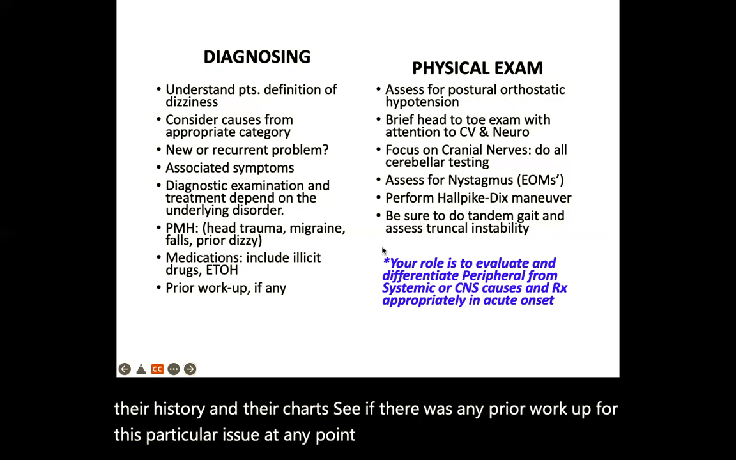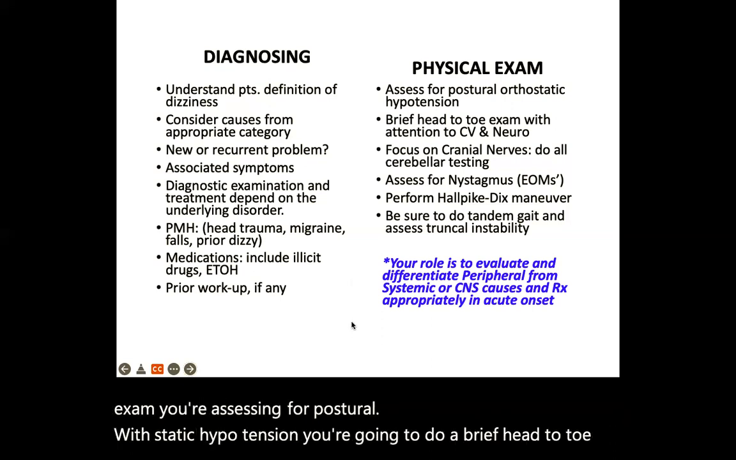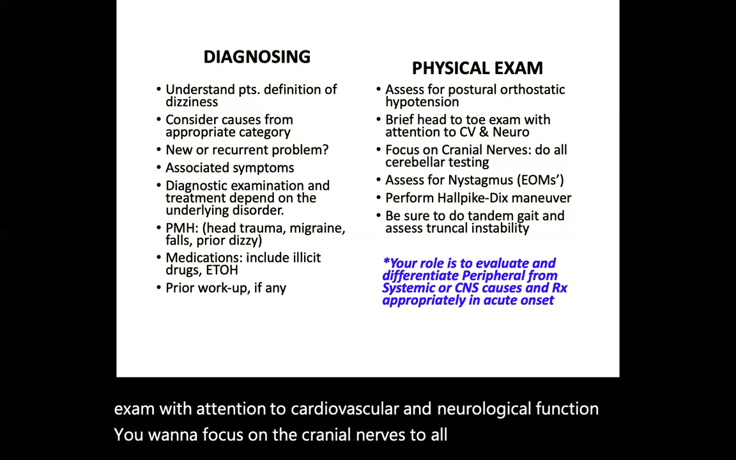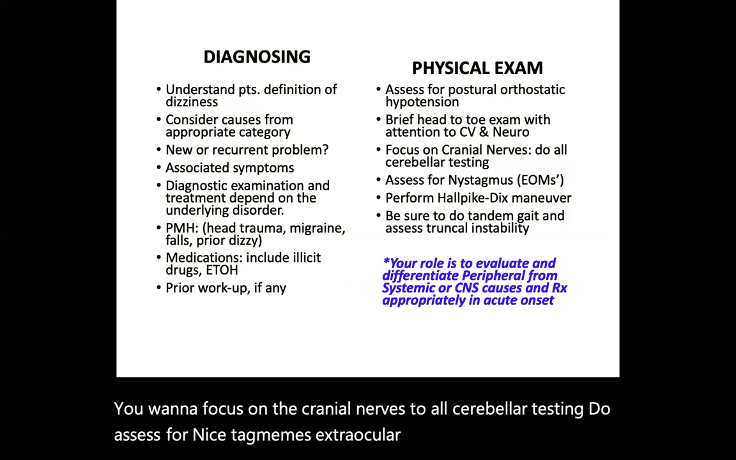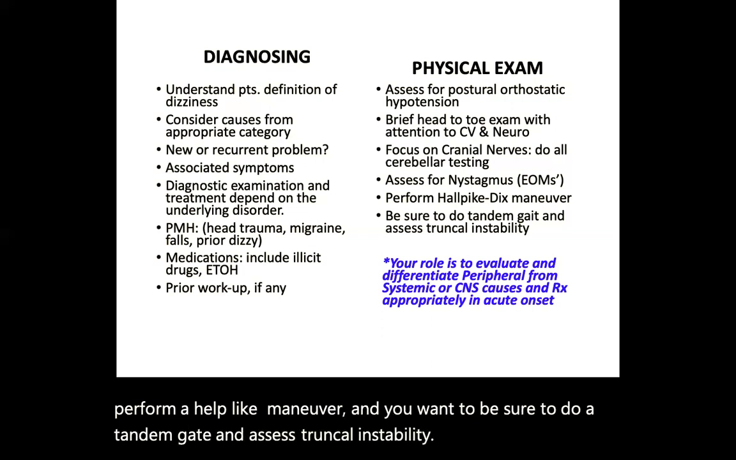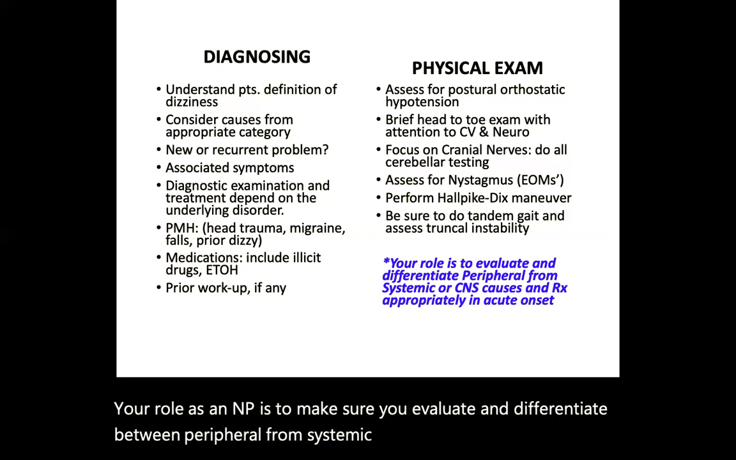In your physical exam, you're assessing for postural orthostatic hypotension. You're going to do a brief head to toe exam with attention to cardiovascular and neurological function. You want to focus on the cranial nerves, do all cerebellar testing, assess for nystagmus, extraocular movements. You want to perform a Hallpike-Dix maneuver, and you want to be sure to do a tandem gait and assess truncal instability. Your role as an NP is to make sure you evaluate and differentiate peripheral from systemic or CNS causes and treat appropriately, especially if it's an acute onset.